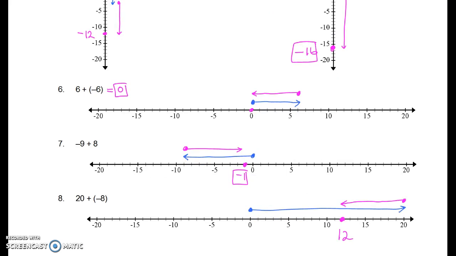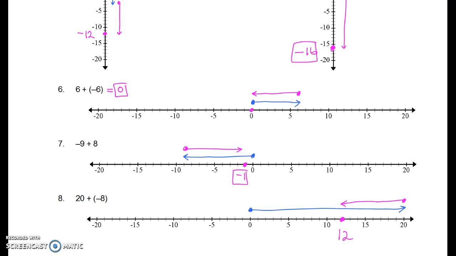The last 3, 6 plus -6: start at 0, go to +6, go backwards to -6 to the left, end at 0. Number 7 is 9 steps to the left plus 8 steps to the right, ending at -1, dot on the number line. Number 8, 20 steps to the right starting at 0, 8 steps to the left, ending at +12. And again, taking a look at number 8, remember, you're always thinking about this.